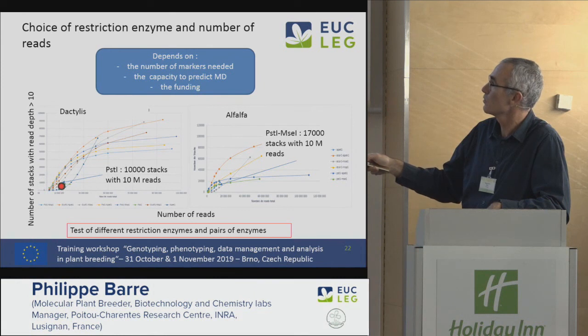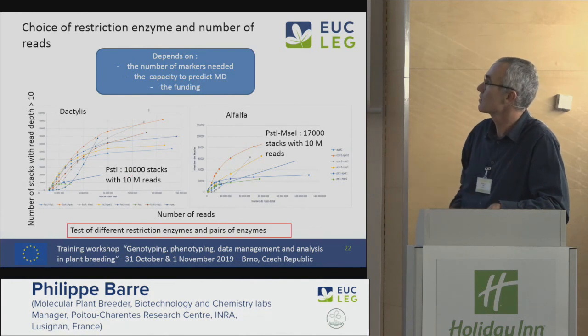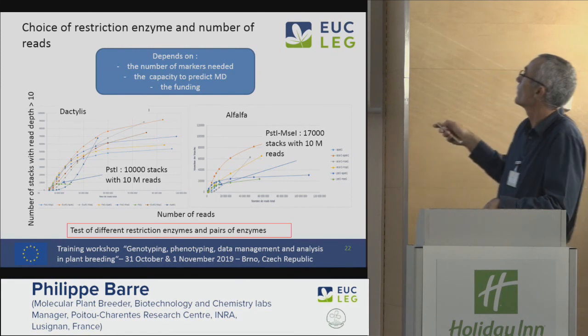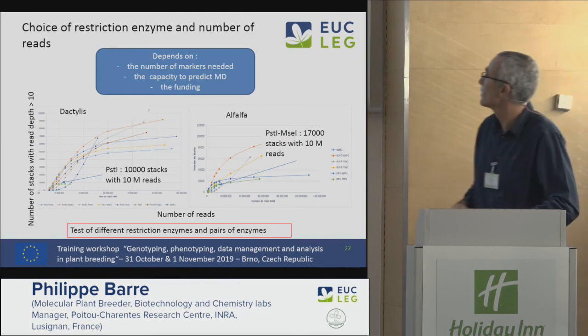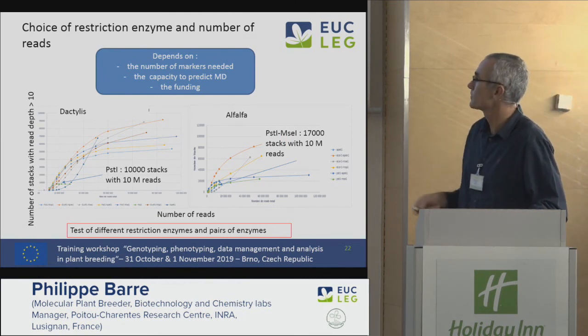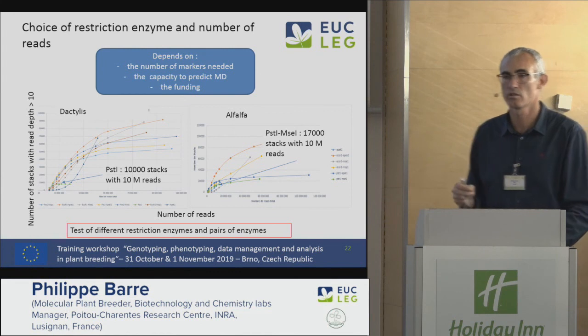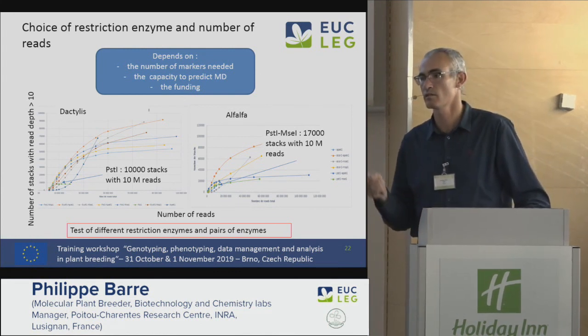You see, we reach a plateau quite quickly, and we can get 10,000 loci with 10 million reads. And with alfalfa, we picked PstI and MseI, and it's about the same. So the choice of a restriction enzyme is essential.